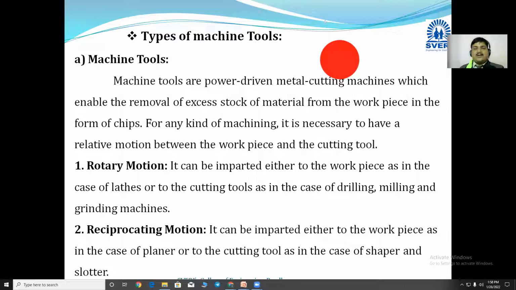Then what do you need to do? You need to remove the material. And which material do you need to remove? You need to remove the center material. Why do we need to remove the center material?